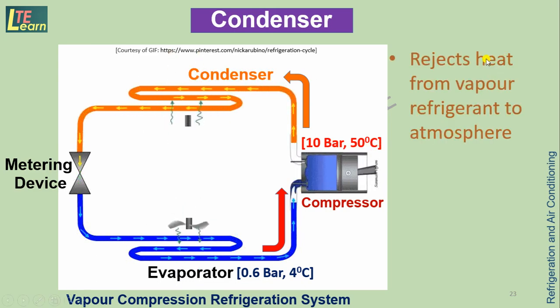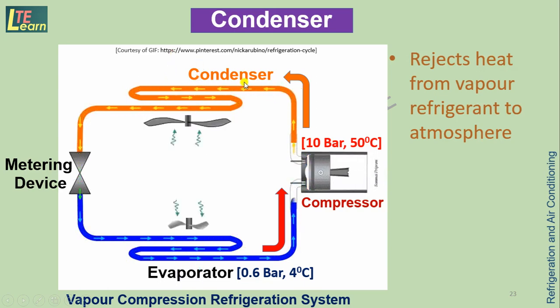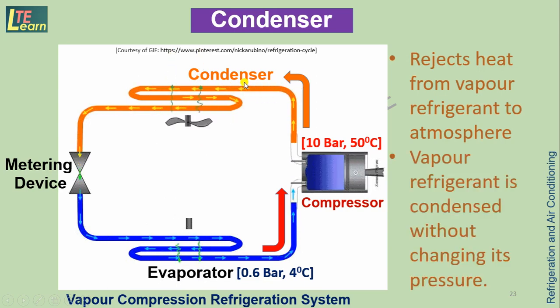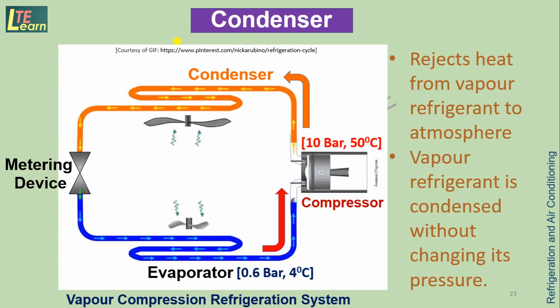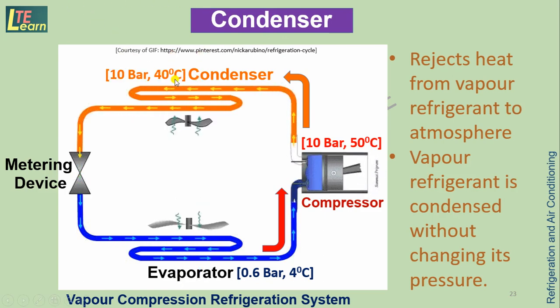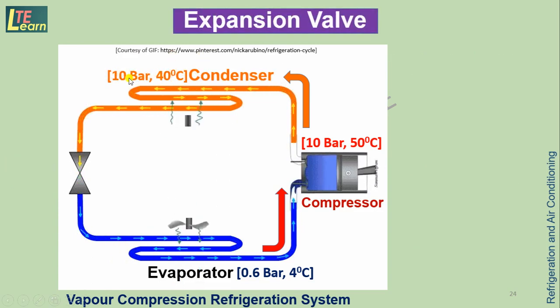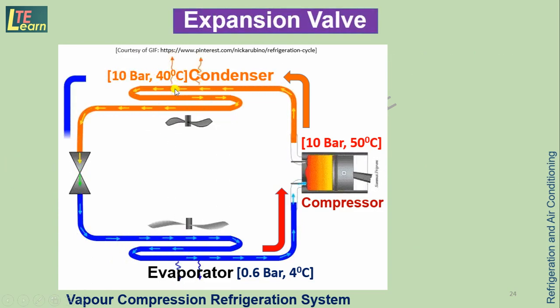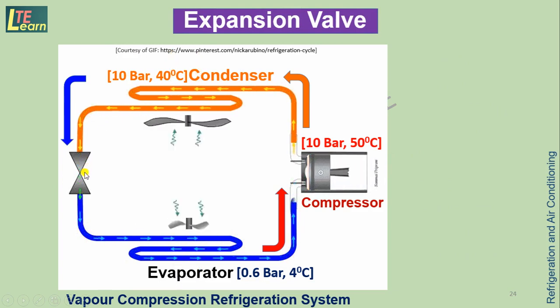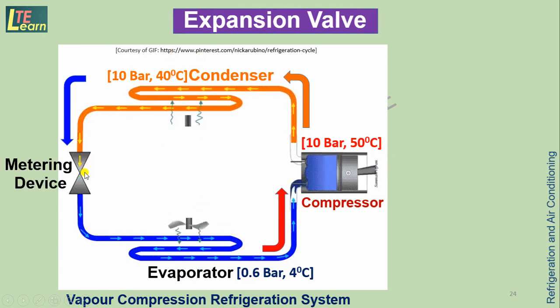So condenser rejects heat from the vapor refrigerant to the atmosphere at constant pressure. In this case, condensation of the refrigerant is taking place, means refrigerant is converted into liquid at constant pressure. Now this high pressure liquid refrigerant is coming to the next component, that is metering or expansion valve.